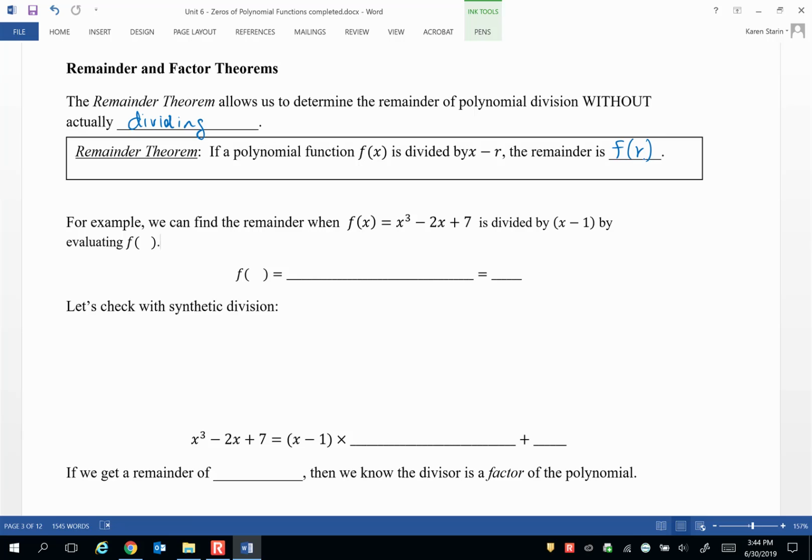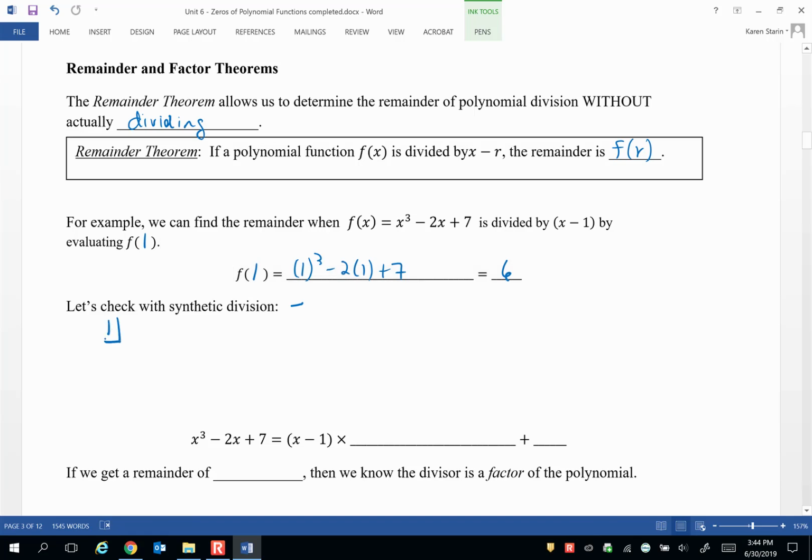So for example, we can find the remainder when f of x equals x cubed minus 2x plus 7 is divided by x minus 1 by just evaluating f of 1. What is f of 1? Well, f of 1 would be 1 cubed minus 2 times 1 plus 7. So that's 1 minus 2 plus 7. That equals 6. Well, what the remainder theorem says is 6 is the remainder if we divided f of x by x minus 1. Let's check that with synthetic division.